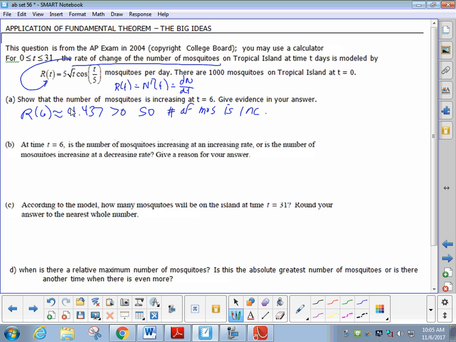Where are the units on that R, by the way? Mosquitoes. Okay. All right. At time number 6, the number of mosquitoes, is it increasing at an increasing rate or increasing at a decreasing rate? How do I know if the rate is increasing or decreasing? The derivative. Should I say this is calculator?